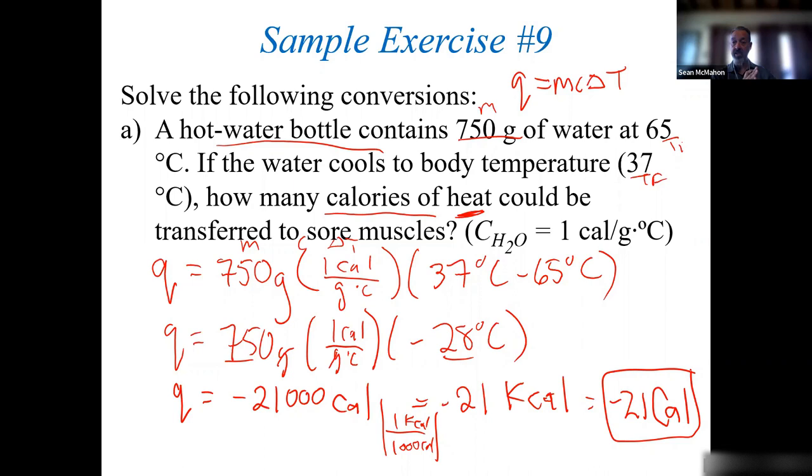right? If it dropped down to body temperature of 37 degrees Celsius. So it would lose 21 dietary Calories. And the reason why we know it's a loss of heat is because of that negative sign, right? All the other ones where the metals were absorbing heat, that was a positive sign. So is the sign important? It is. The sign is important because it tells you the direction. Am I losing heat or am I gaining heat?